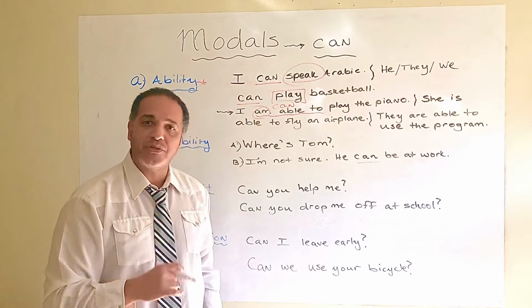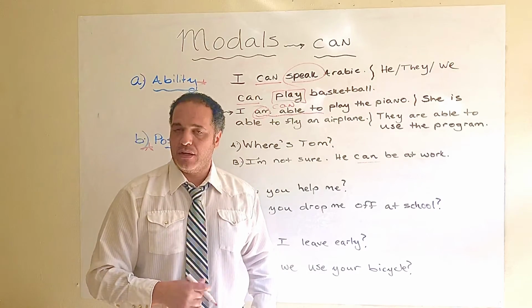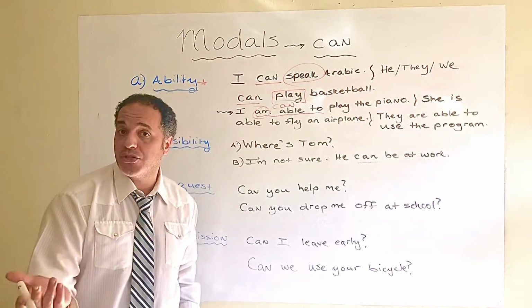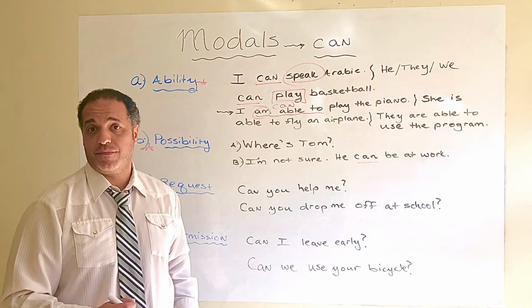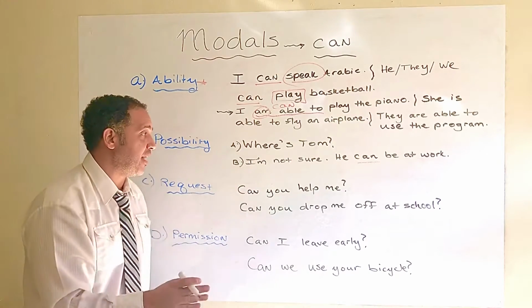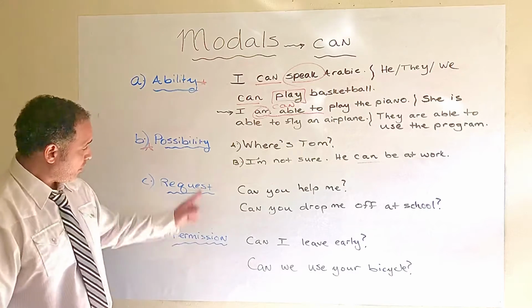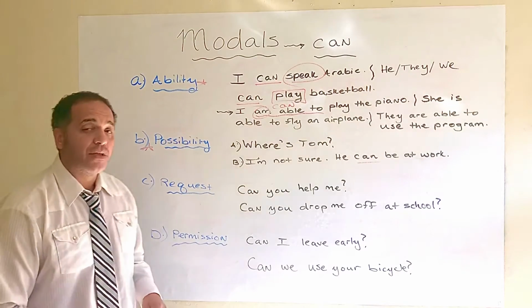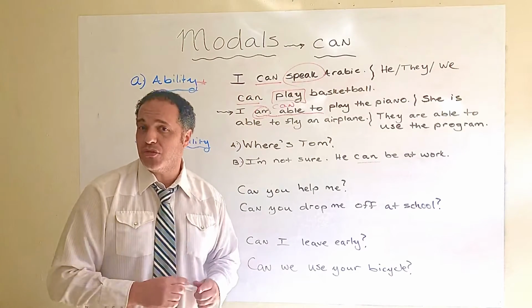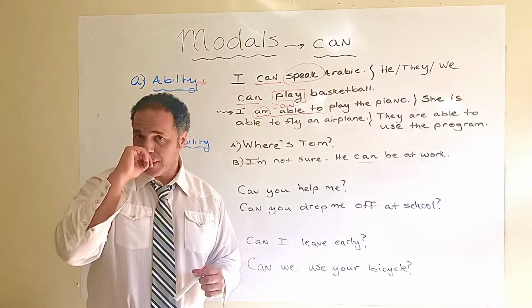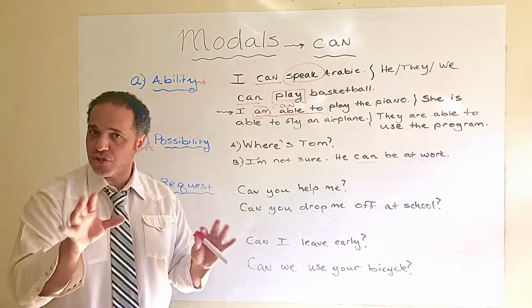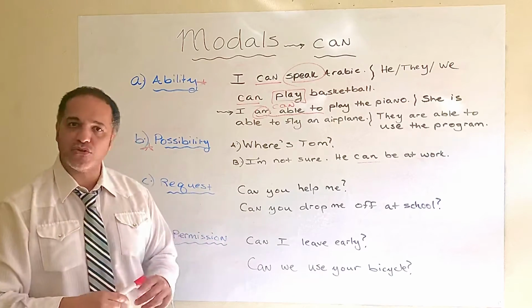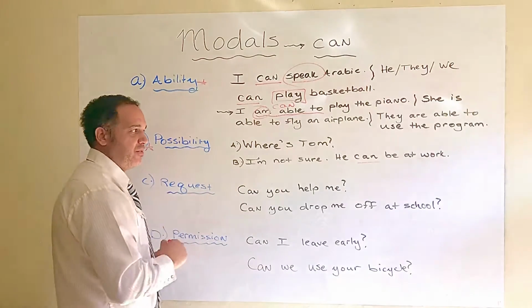If somebody's absent in my class, okay, where's this student? Oh, he or she can be sick. So it is a possibility. Now, keep in mind, for these right here, possibility, request, and permission, there are other modals that we can use. And as we go through this series, I'm going to showcase that and show you what other modals we can use instead of this. All right?